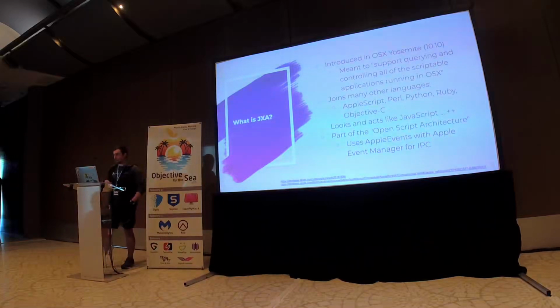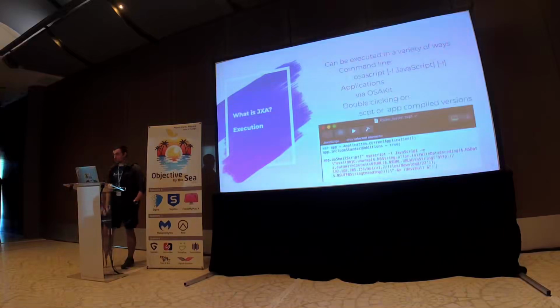All this hooks into the OpenScript architecture, which just sends Apple events to do its correlation between different processes that are running on the system. So how can you actually use it? How does this sort of thing run? Usually you'll see this run as osascript, and because the default is AppleScript, you have to specify the language, like -l JavaScript. You can do this interactively, you can pipe things in through standard in, all that sort of standard stuff works.